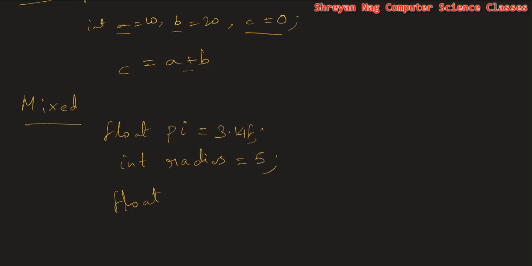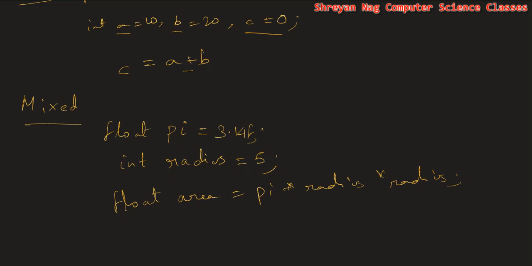So float, suppose area. So area is pi r square. So pi multiplied by radius multiplied by radius. So this becomes your mixed expression. Now this is your mixed expression.